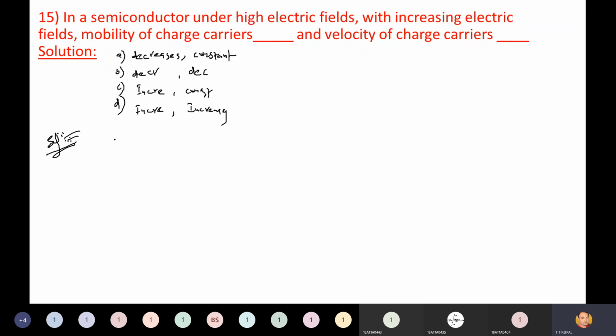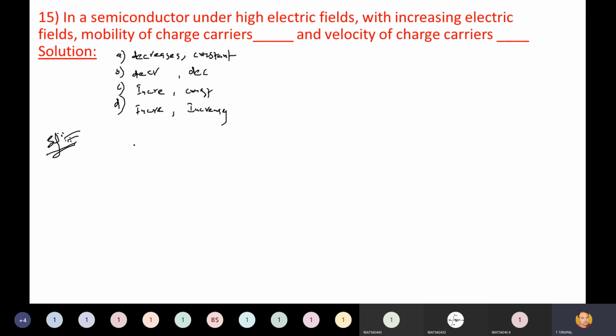In the semiconductor, under high electric fields, with increasing electric fields, mobility of charge carriers dash and velocity of charge carriers dash. Answer? Answer D.